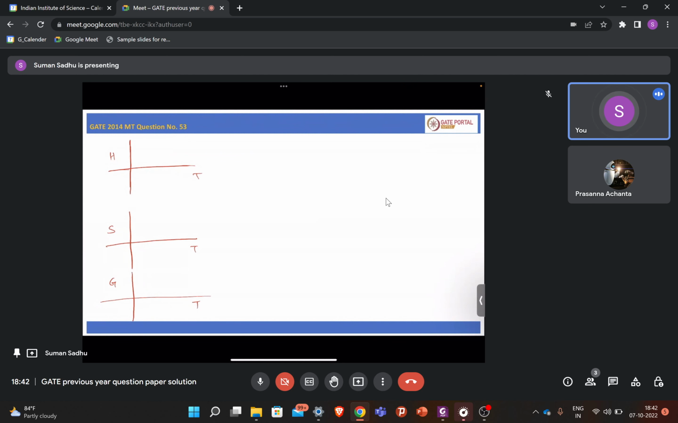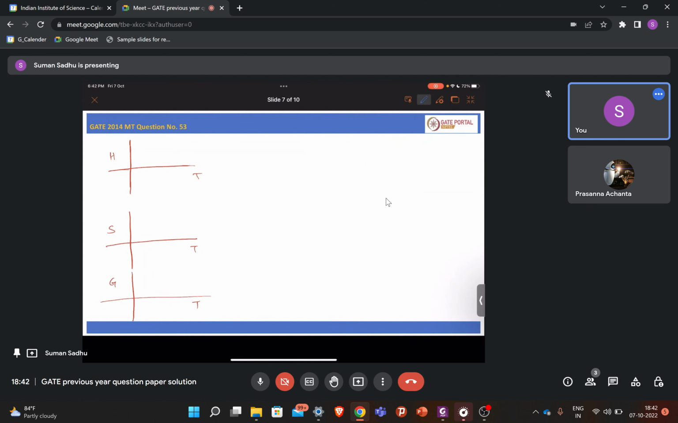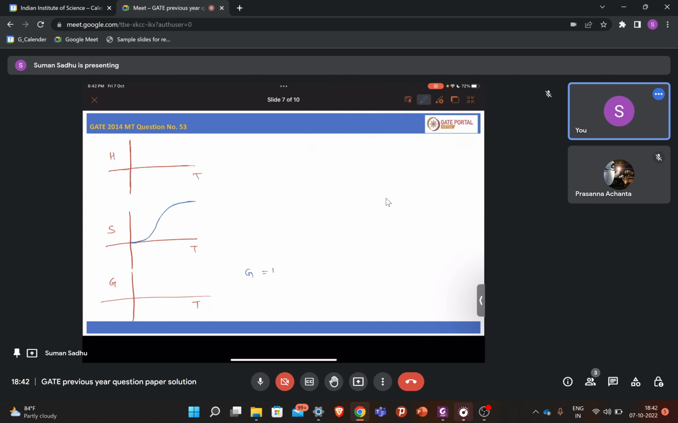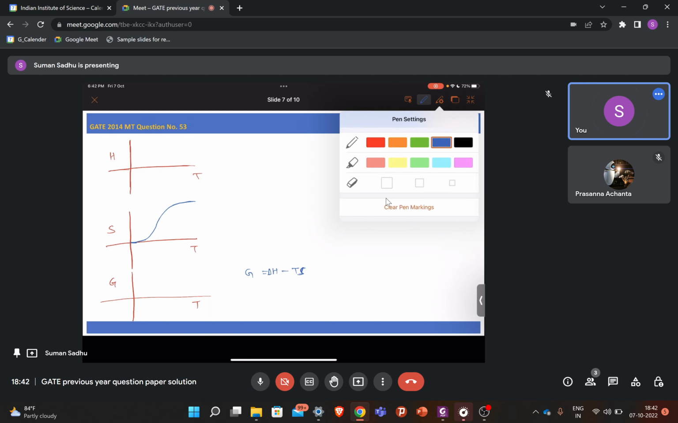Right? So let's first start with the entropy. Initially the entropy varies like this, and then increases and gets almost saturated. It will not truly saturate; at higher T it will increase at a very slow rate. So this is how entropy varies. And G is H minus T S. We are writing the absolute value. Let's say G is H minus TS.